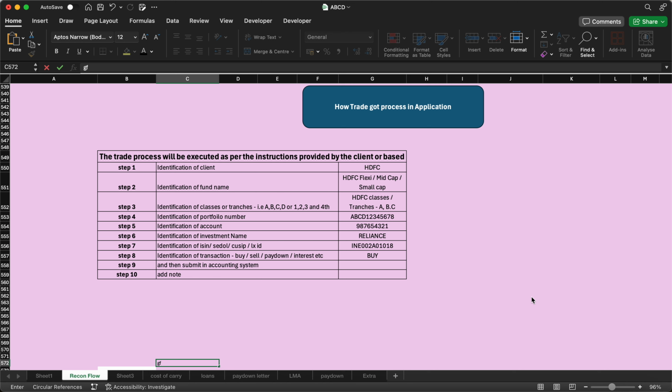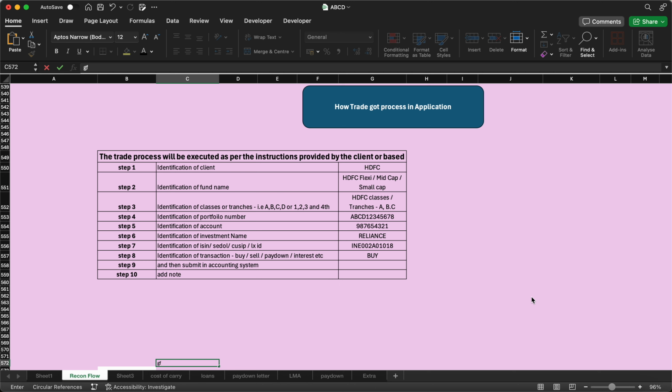Then identification of classes or tranches. This fund may have tranches, meaning A, B, C, D. For example, HDFC Large Cap has four tranches, A, B, C, D. In which tranche has the client given the order to buy or sell? So identification of the tranche is also important.